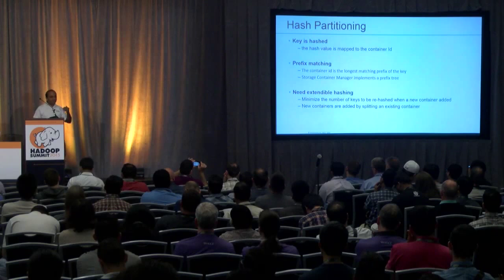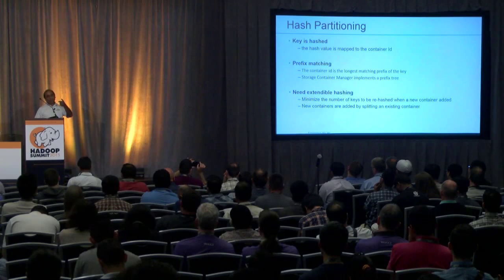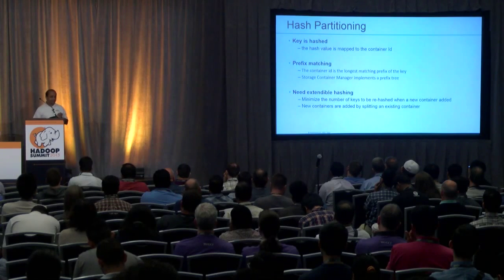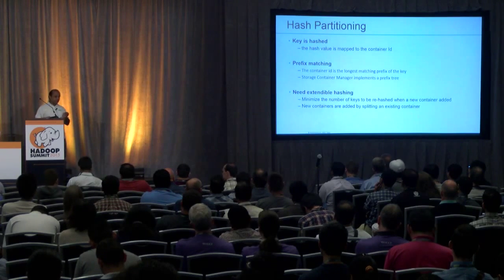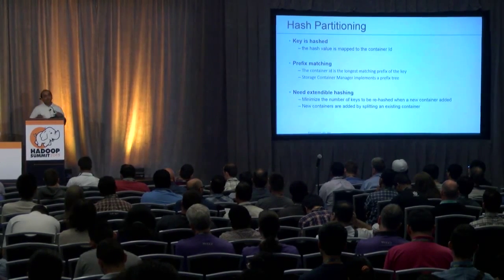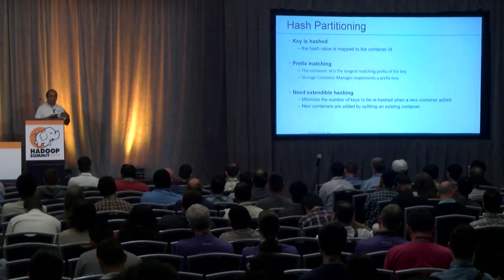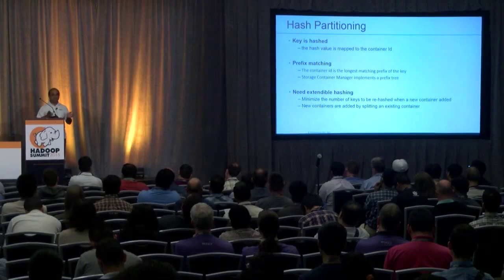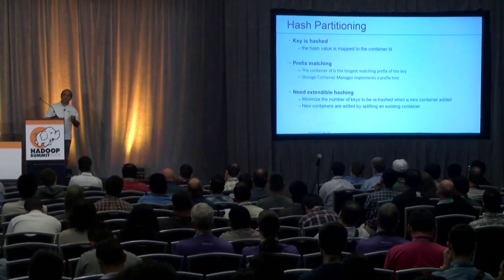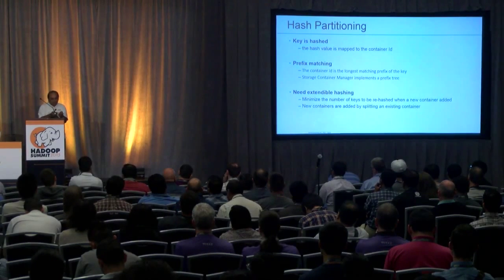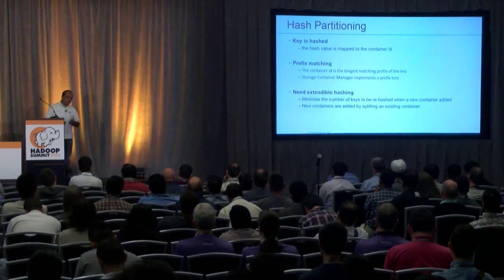And as I mentioned, to minimize this rehashing, we introduce new containers by splitting existing containers. When an existing container is filled to its capacity, we split it into two, and only the keys within that container need to be rehashed. Since that container is on one data node, it becomes a very local operation to do this rehashing. So this is a typical prefix matching tree that a hash partitioning scheme can use.